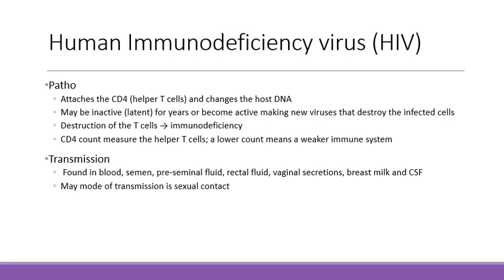So let's talk about transmission, because this is what is so important, is how this is transmitted, and this is where we need to really focus what we're doing. It is found in blood, semen, preseminal fluid, rectal fluid, vaginal secretions, breast milk, and CSF. The biggest mode of transmission is through sexual contact.